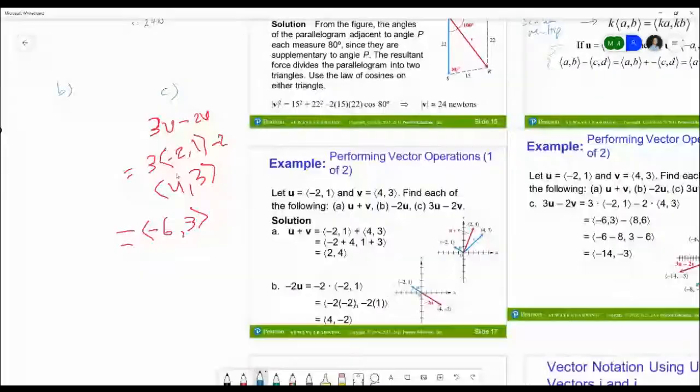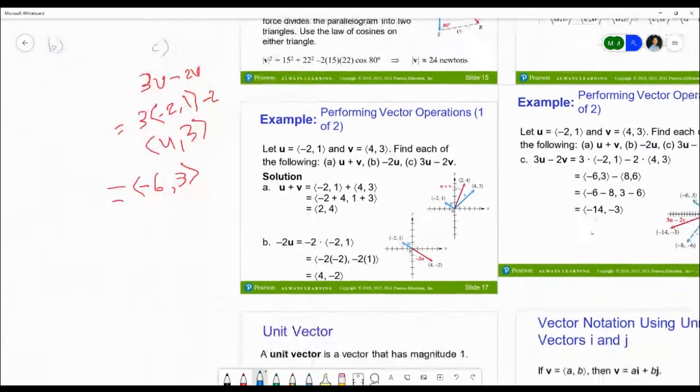Oh, you're only doing the first one. Okay, you haven't done the second part yet. Yeah, so -6, 3 is the first one, and then 8, -6 is the second one. Or you can actually multiply the -2 instead of the +2 like they did here, and then add them together. So -14 and -3.